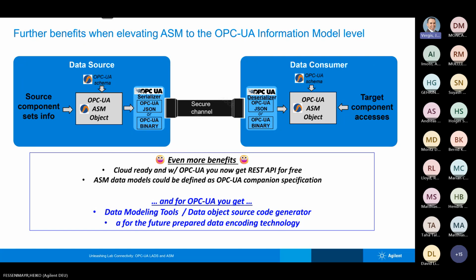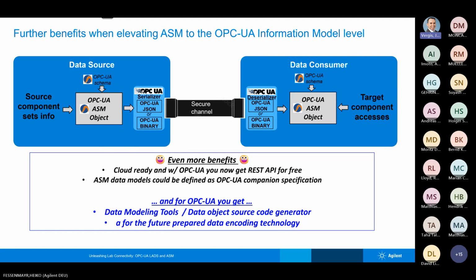OPC-UA itself is an IEC standard. I think the companion specs are not part of the IEC, but these specifications would then be more formalized rather than just exposed as a JSON in an environment as it is done today. And with OPC-UA, you get data modeling tools. I can show one. You get the source code generator for free, and this is where the Allotrope Foundation doesn't need to take care of this anymore.